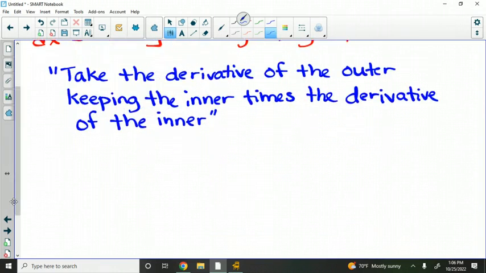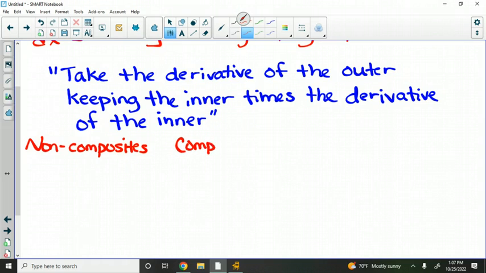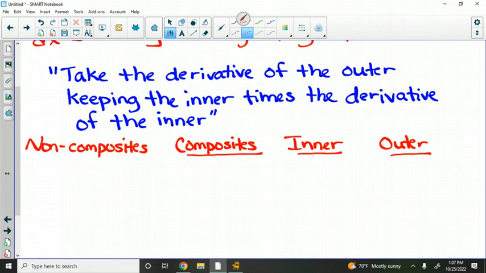So I'm going to have 4 columns to this chart. We're going to have a column that says non-composites, a column that says composites, a column that says inner, and a column that says outer. And we'll just practice picking out the pieces first before we try the calculus with it.